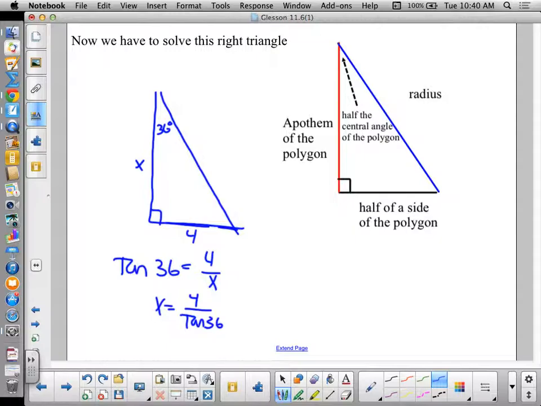I'm sorry, adjacent hypotenuse. Or opposite adjacent. Opposite adjacent. Sorry. I said hypotenuse, but I said the wrong word. Forgive me. Try not to take me out and shoot me based on that. Okay. So 4 divided by tan 36.